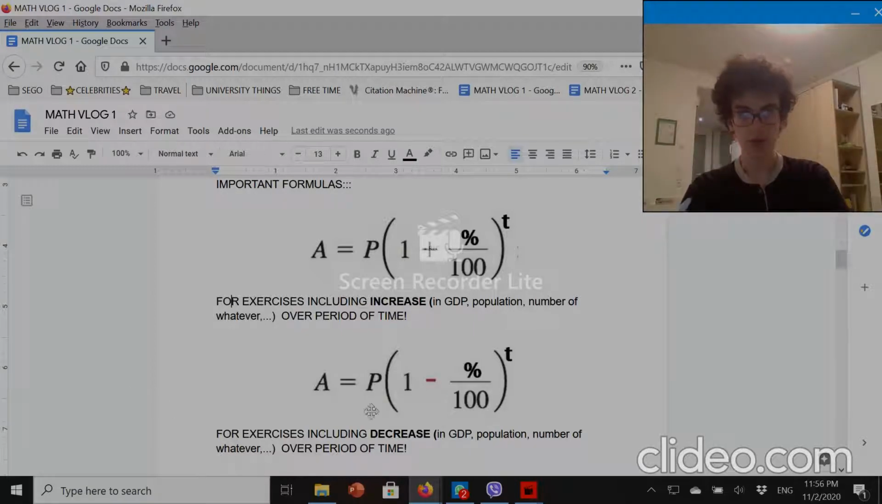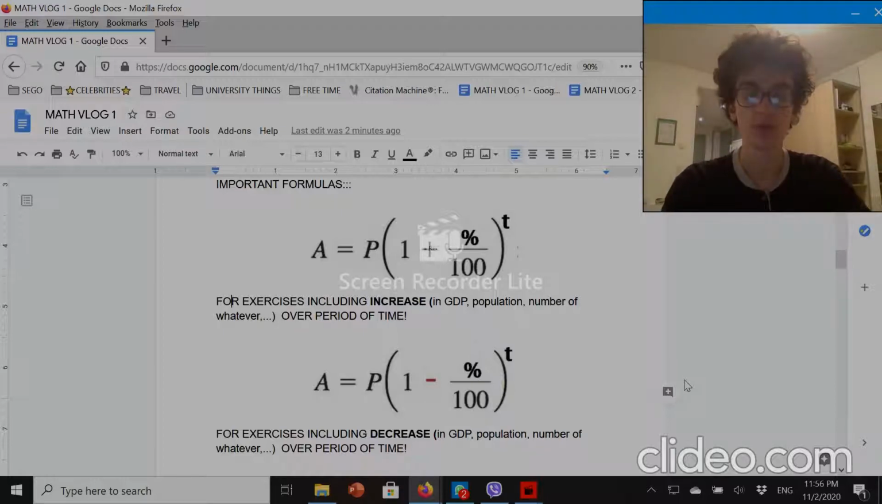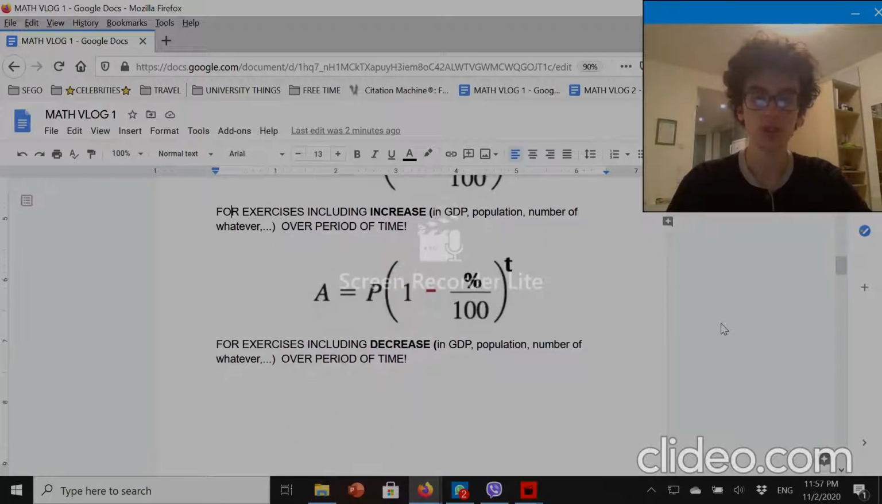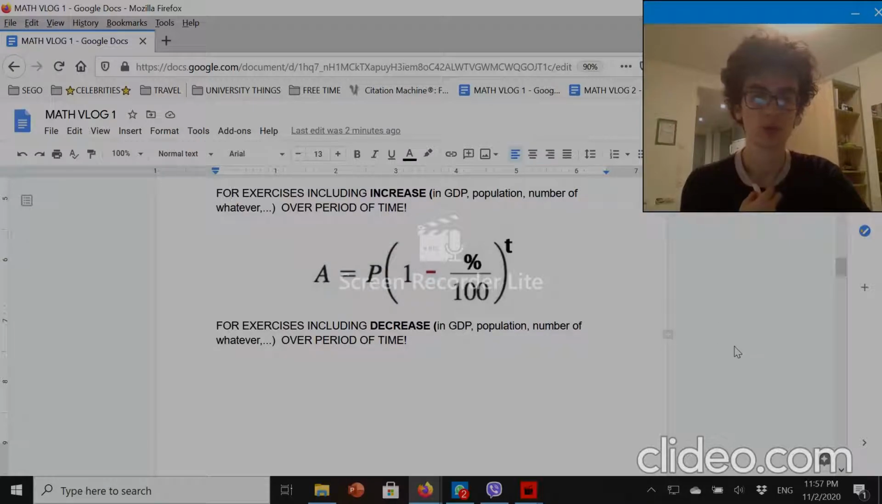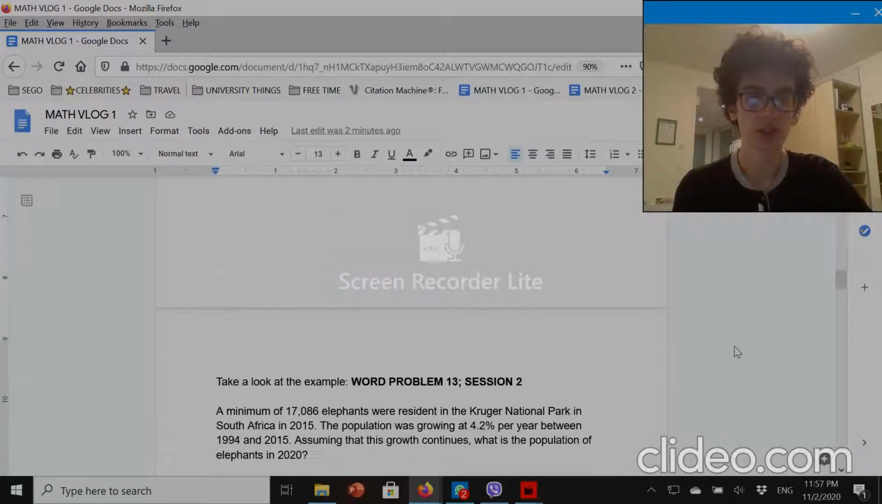The only difference between these two formulas is the sign. When we have an increase in whatever, the sign will be plus. When we have a decrease in whatever, the sign will be minus. So the general formula would be A equals P in parentheses 1 plus or minus a percentage over 100, to the power of T. Now I'm going to explain what each of these means, and I figured the best way to explain it is to go through the example.